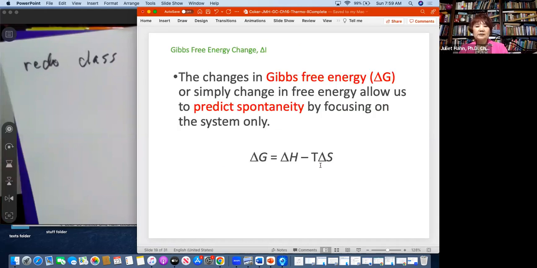So Gibbs free energy is something that you can use to predict spontaneity. And it has an enthalpy term, the heat term, and it has the entropy term, the disorder term. And the equation is Gibbs free energy is equal to enthalpy minus T delta S. So the spontaneity term, Gibbs free energy, is equal to the enthalpy minus the temperature times the amount of disorder you have. So the heat and disorder.